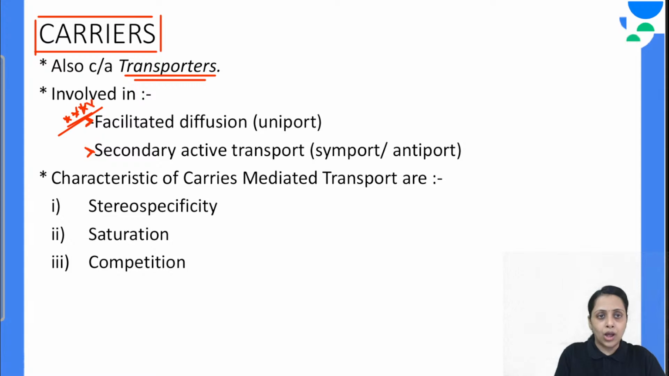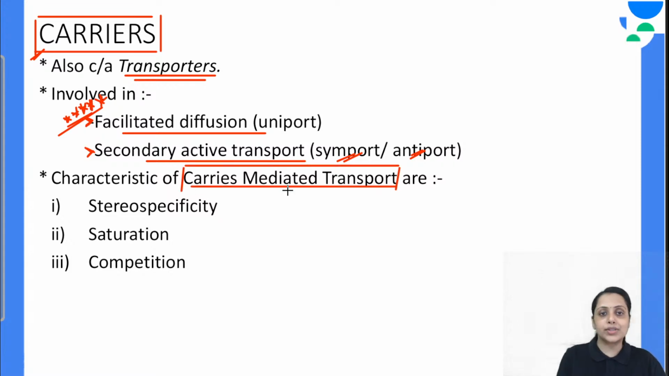The carriers are involved in facilitated diffusion as well as secondary active transport. It can be symport or antiport. Both require the carrier molecule or transporter. And wherever carrier mediated transport is there, three characteristic features will be seen. That is stereospecificity, meaning they will be stereospecific. Either it is allowing the D isomer or the L isomer. Only one thing will be transported, so they will be stereospecific.